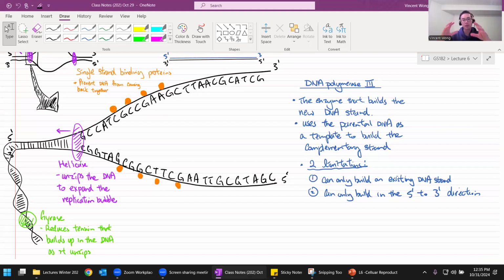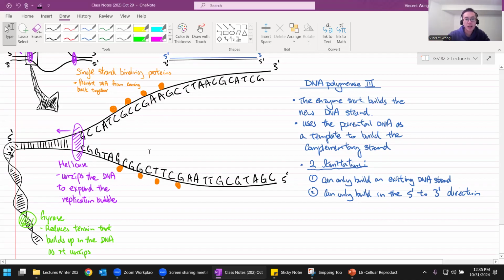We talk about helicase, which is an enzyme that helps create the origin of replication. It creates the bubble. And then as it moves along the DNA, it will unzip the DNA further. But this unzipping action actually increases tension in the DNA double strand. And that's where you need another enzyme, gyrase, to help reduce that tension.